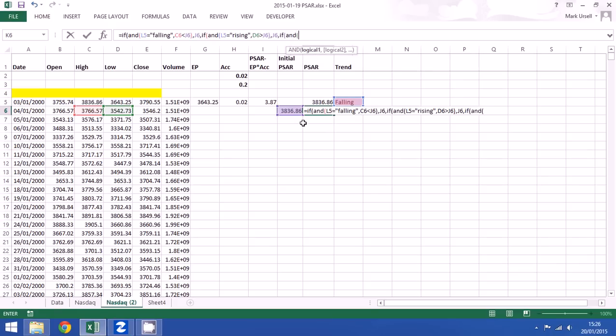But we have 2 other scenarios that we need to account for. The first of these is, again, if we're in a downtrend. But this time we have to look at whether or not the high point, the price, has penetrated or gone past the initial PSAR. And if it has, then we have to flip over. We're going into a different trend, we're changing the direction, and we do that by taking the extreme point.